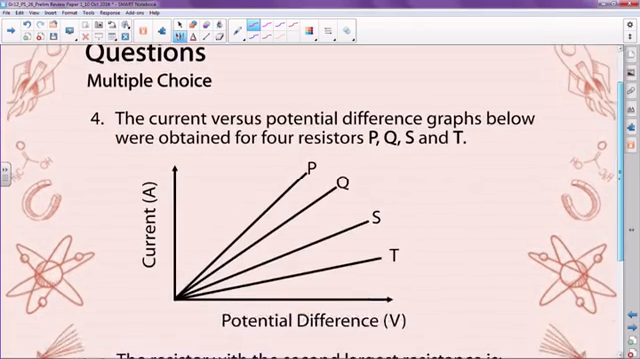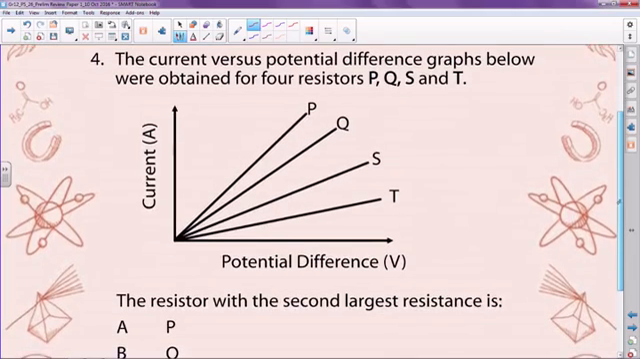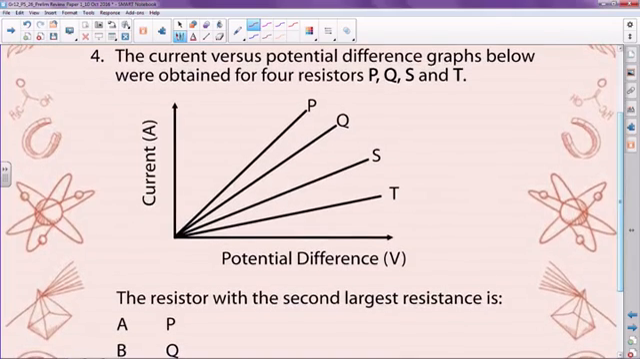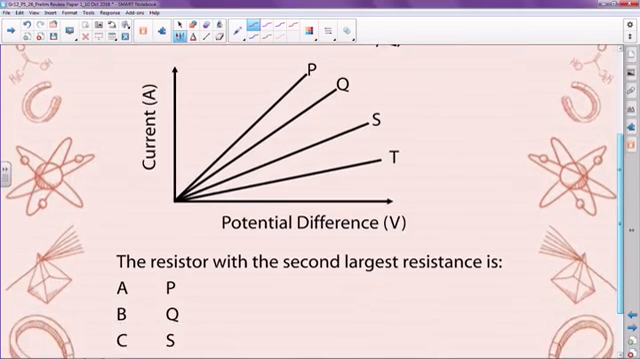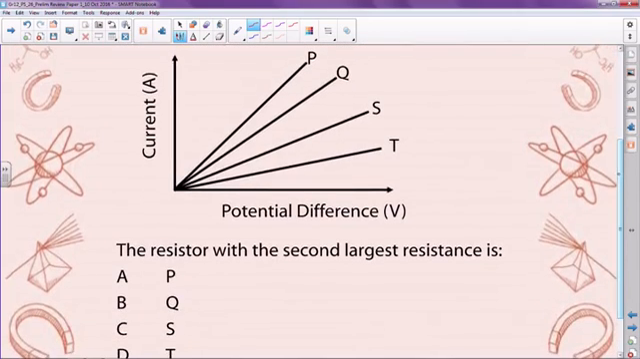There we go. The current versus potential difference graph below shows me 4 resistors. The question is, the resistor with the second largest resistance is... So there they go in order. Okay, so there's the question. Which resistor has the second largest resistance? You have a minute and your time starts now.